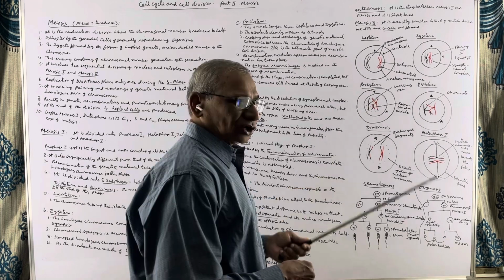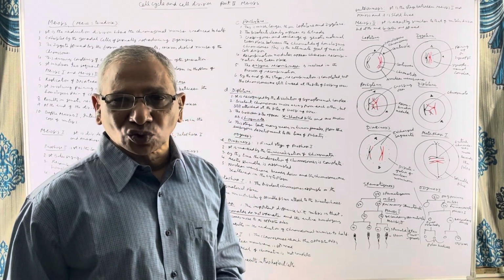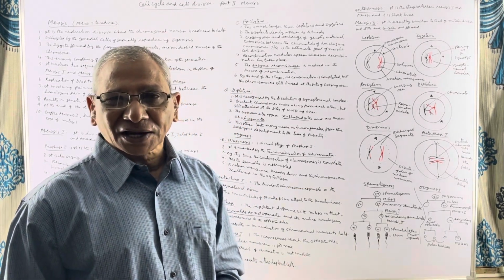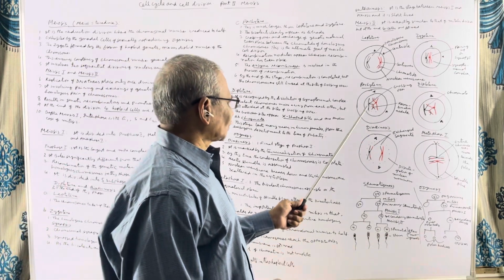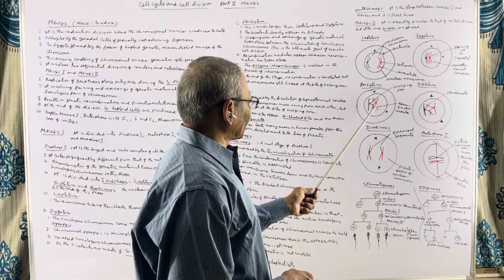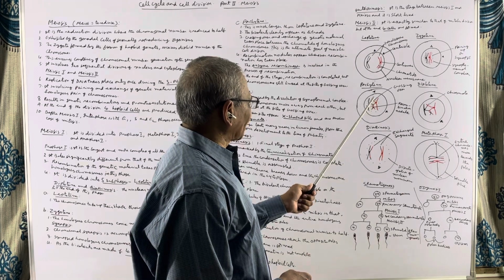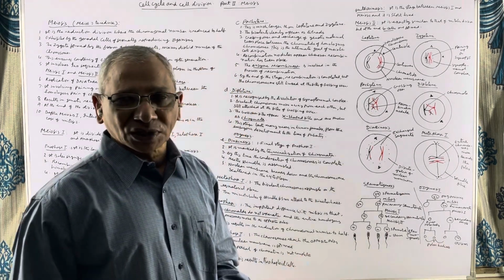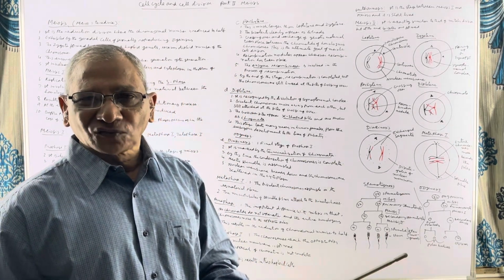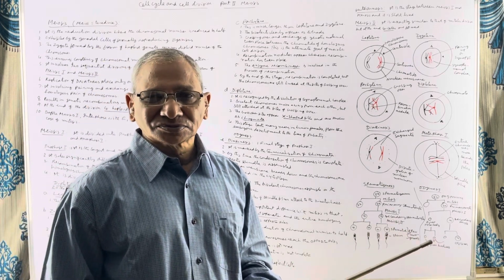Only one chromatid of each homologous chromosome participates in crossing over. So from this chromosome, this chromatid, and from this chromosome, this chromatid participates in crossing over. All the four chromatids do not participate.